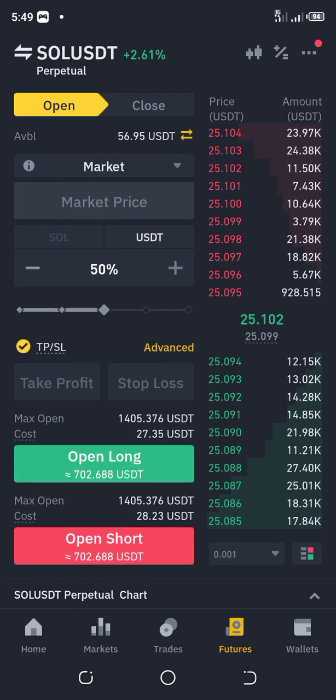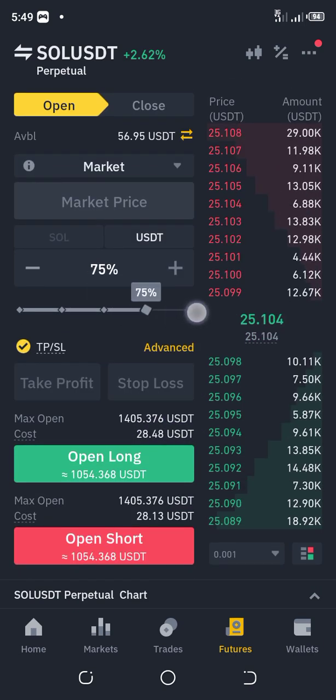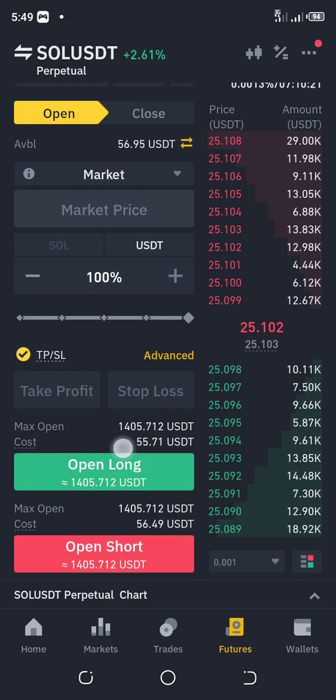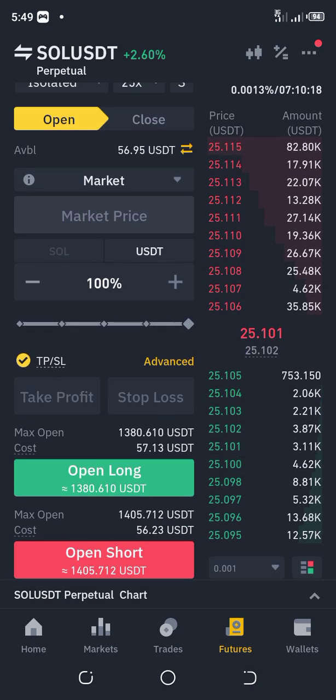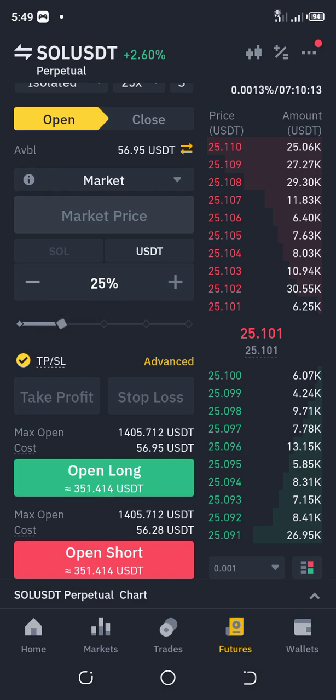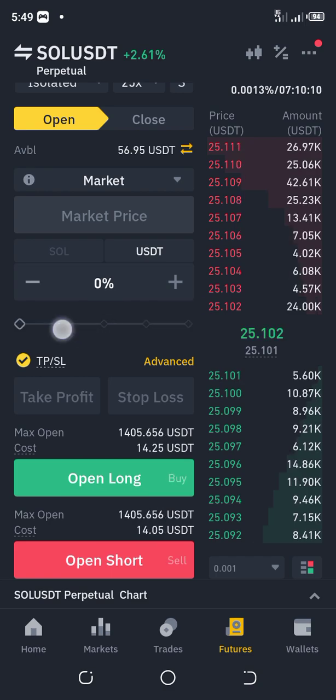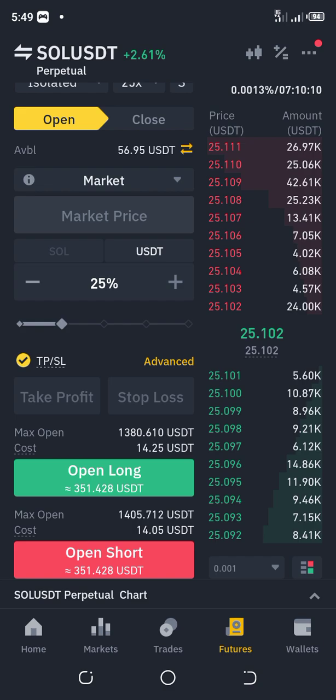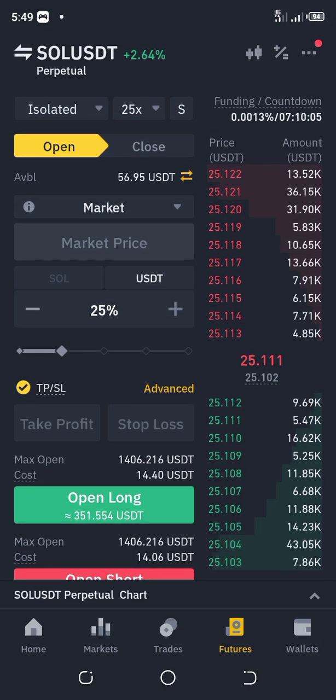It's going to be using 28. If I set all to 100%, you'll see that this amount here changes, in which I'm going to be placing the trade with everything I have inside of this platform. So I'm not going to be placing the trade with everything I have. I'm just going to reduce it a bit to 25%. Now, if I set this on market price and I want to buy immediately, I click on open long.